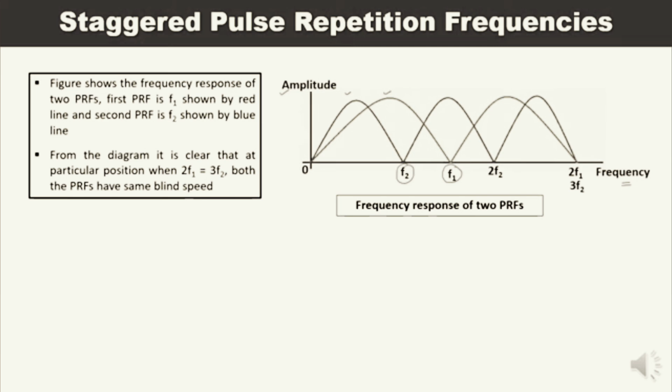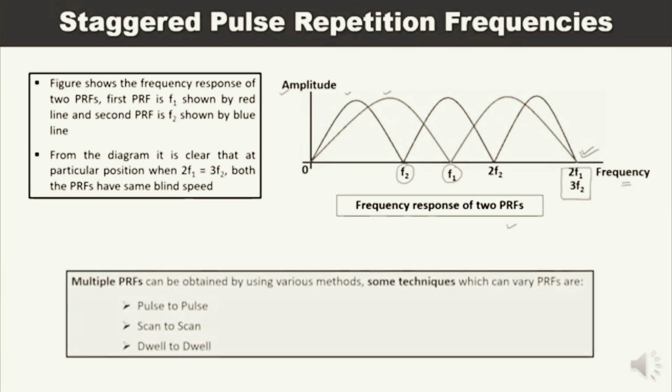If you observe the behavior of the red and blue lines, meaning the frequency responses of these two PRFs, you can see there is a point where these two pulse repetition frequencies will be equal, and that particular point is this point. At this point, 2F1 is equal to 3F2, so both PRFs have the same blind speed, right? That is what you can observe from this frequency response.